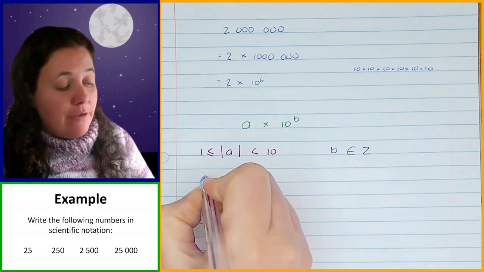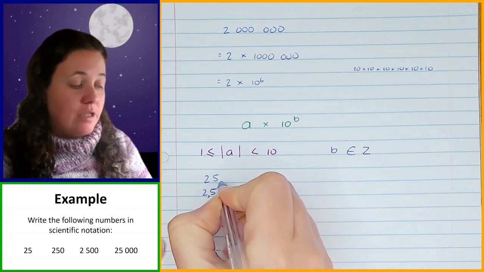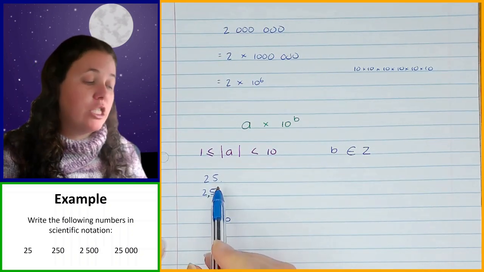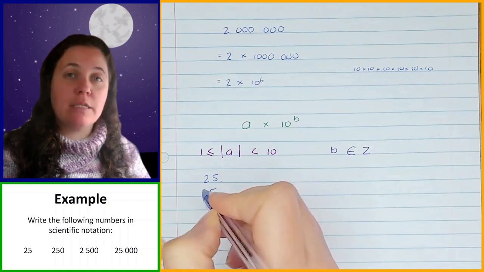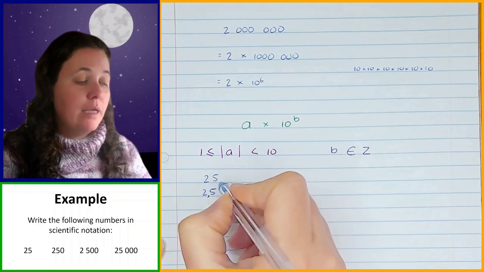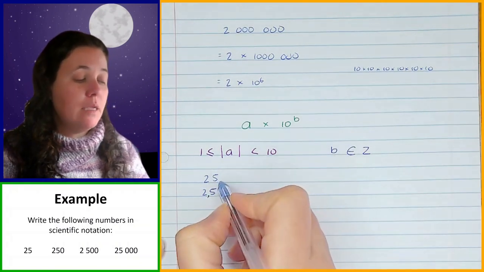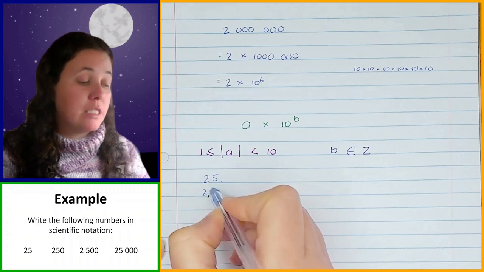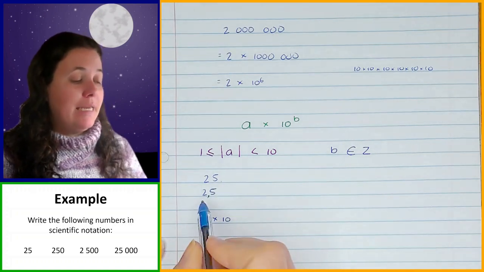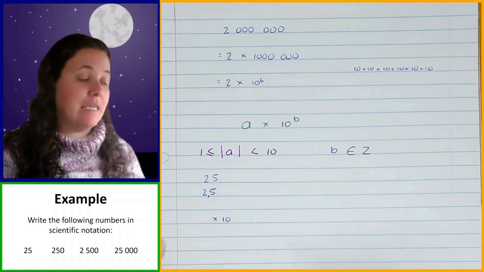When you take the number 25 to start off with, the decimal place is after the 5. The decimal point is always going to be after the last digit in your number, whether it's a zero or not, provided you don't have any decimals. So in this case, the unit is my 5, but I need it to be after the first digit in my number when I write it in scientific notation.